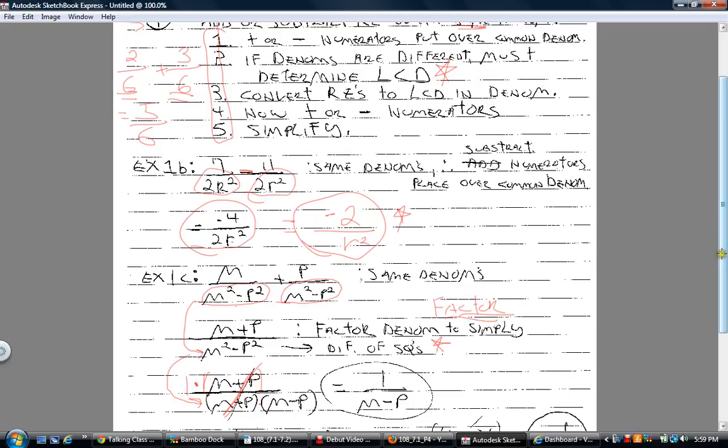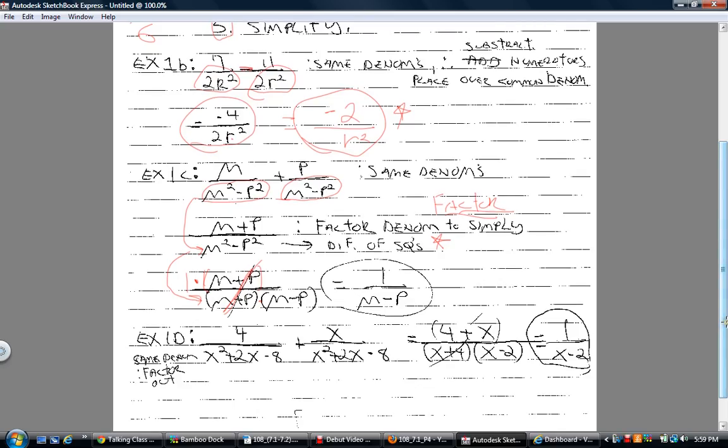Let's see what we've got at the bottom here. One more example. Now this one, I'm lucking out, because do you have the exact same denominators? The answer is yes. So keep that denominator. Oops, I didn't give myself enough room, did I? Add the numerators, 4 plus x.